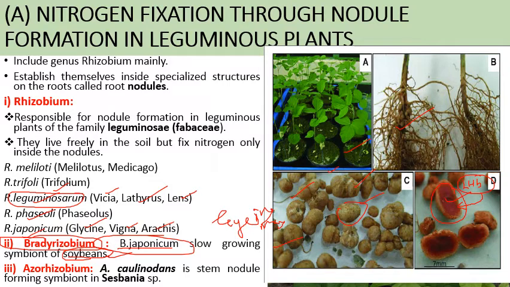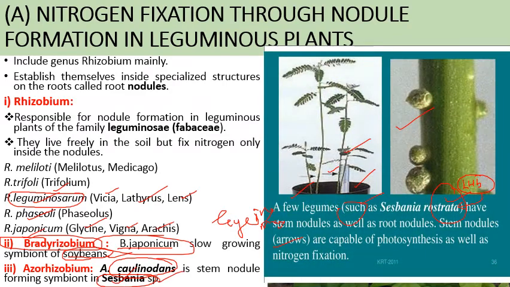Next bacteria is Azorhizobium caulinodans. Caulinodans means stem. It is a stem nodule forming symbiont in Sesbania. So it makes stem nodules in Sesbania. And this is the photograph which shows these tumor-like structures, which are called stem nodules. Next comes nitrogen fixation through nodule formation in non-leguminous plants.